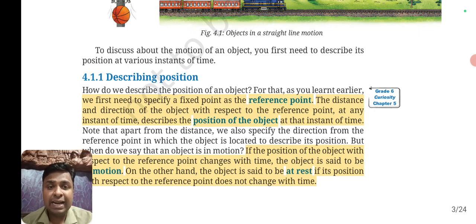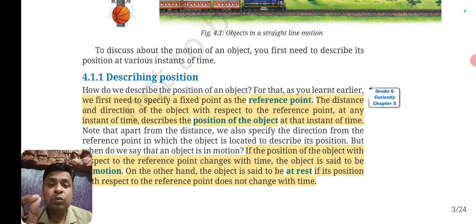Suppose you are inside a car, you are looking outside. With respect to you, the things are going behind. Actually the car is going ahead, but you feel as if the things are going behind. So it depends on you. You are the observer. So like that we have to fix a reference point, and then compare other things with respect to that fixed point. That point is called the reference point.